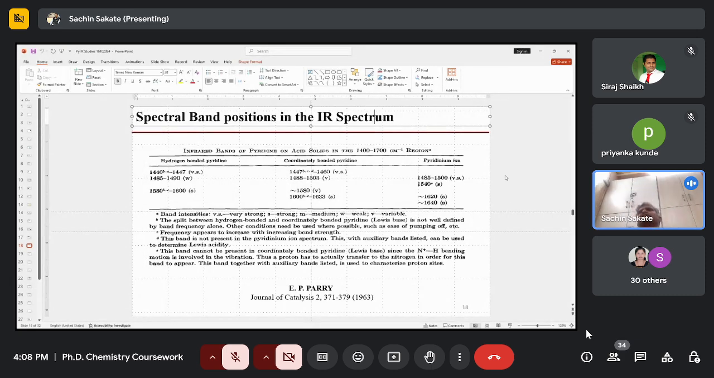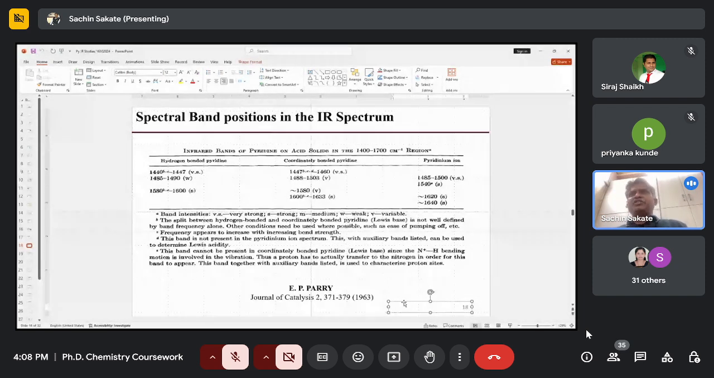Spectral band positions in the IR spectrum. This is the person who had first discovered or discussed the characterization technique, that is E.P. Parry. It's the Journal of Catalysis. He is the person from IIT Madras, again, another person from one of the IITs in India, who had given the first paper in 1963 in the Journal of Catalysis. And if you see carefully, there is a hydrogen bonded pyridine, coordinately bonded pyridine, and pyridinium ion, actually.